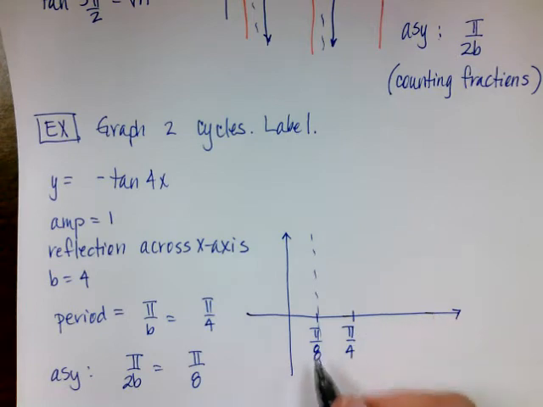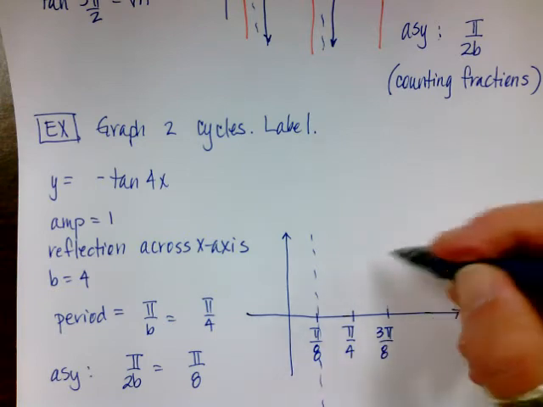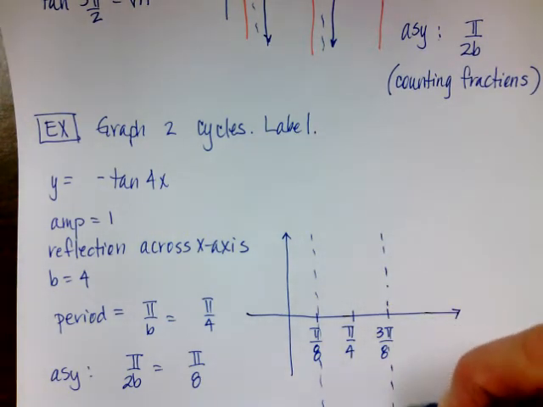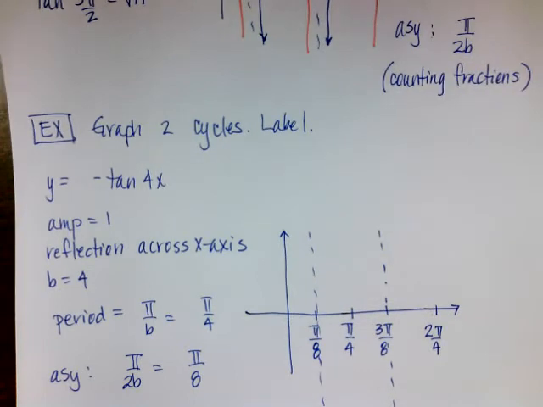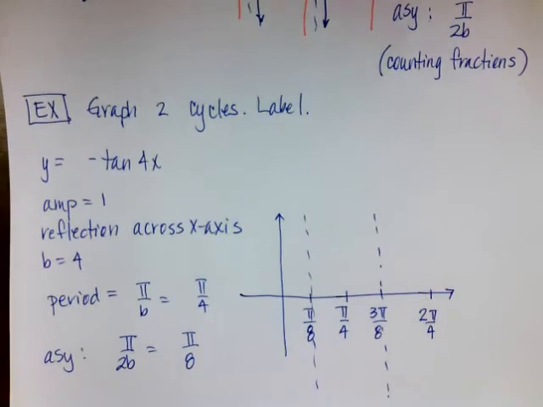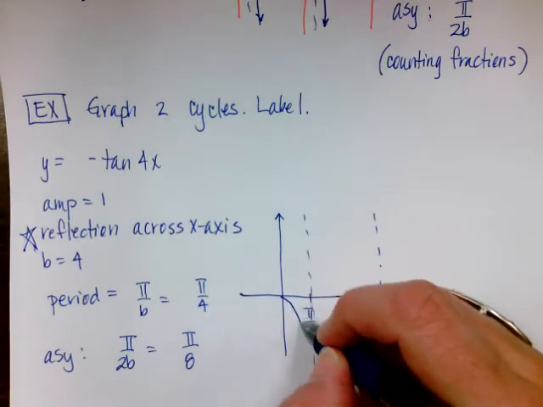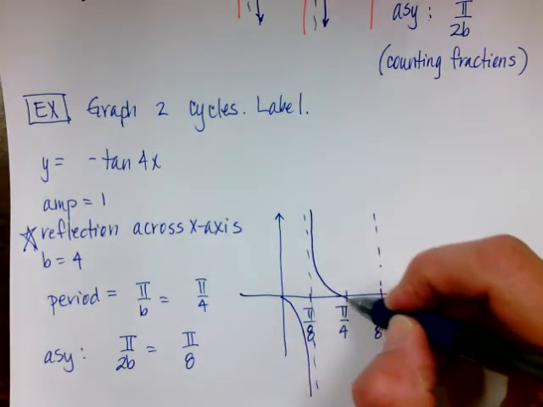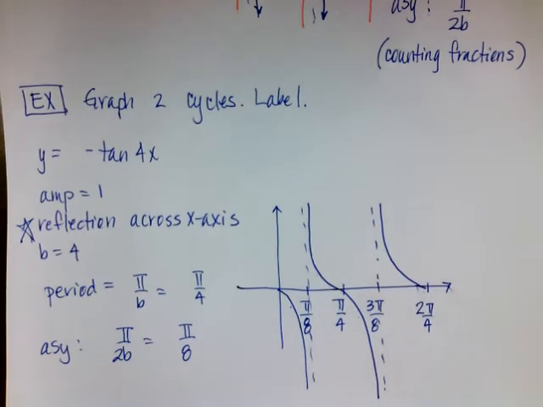Notice this is half of my period, so this is 1 pi over 8, 2 pi over 8, 3 pi over 8, and if you'll notice, my asymptotes are occurring at the odd multiples, okay? And then this one would be 2 pi over 4 or 4 pi over 8. So I want 1 period, 2 periods, okay? My amplitude I really don't have to show on my y-axis for tangent, but remember I did have a reflection, so that means my tangent curve is going to start going left to right, okay? And then now I have shown 2 complete cycles.